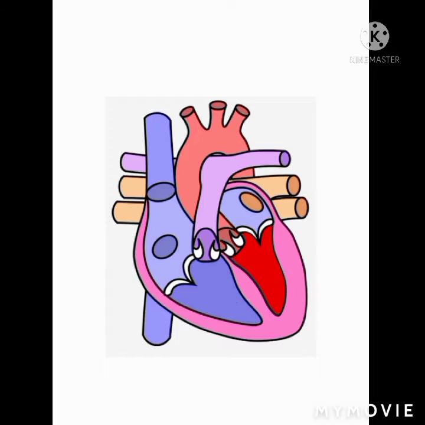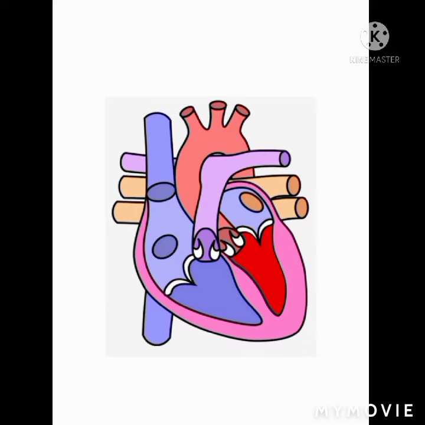The openings between atria and ventricles are guarded by valves. The valve present between the right atrium and right ventricle is called right atrioventricular valve or tricuspid valve. The valve which is present between left atrium and left ventricle is called left atrioventricular valve or bicuspid valve or mitral valve. A major blood vessel that originates from right ventricle is called pulmonary aorta or pulmonary artery.